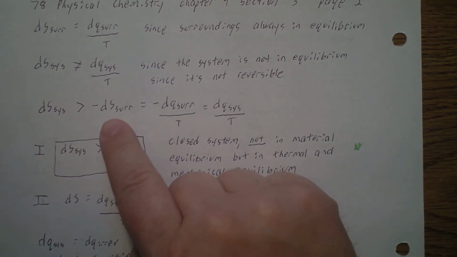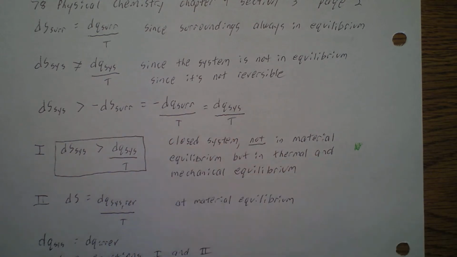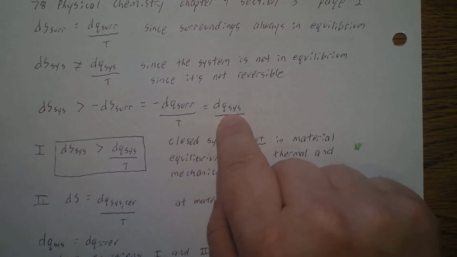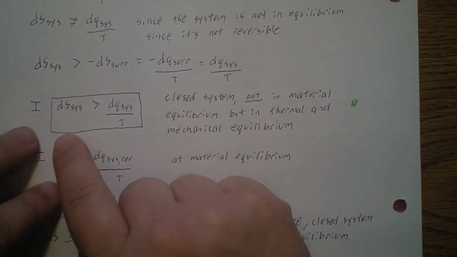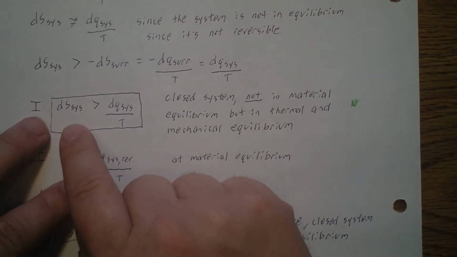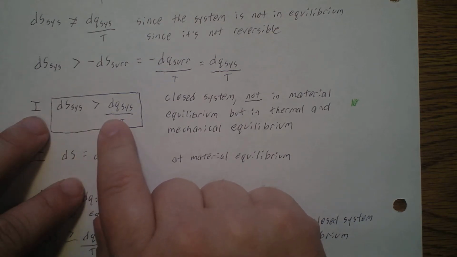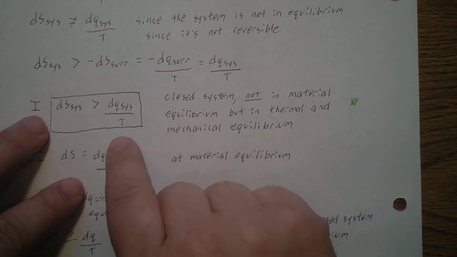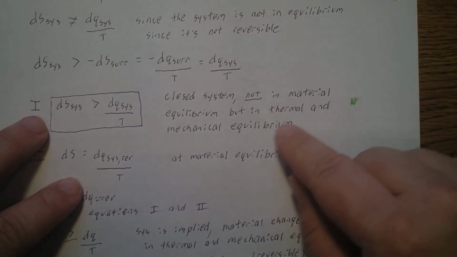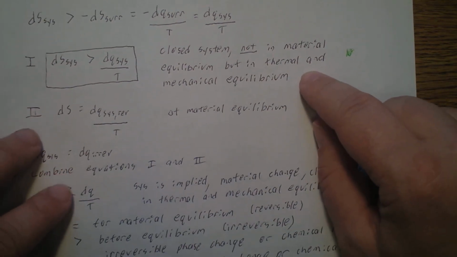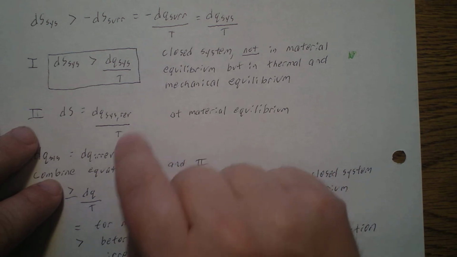But we know that the differential of the entropy of the surroundings is going to be minus the differential of the Q of the surroundings divided by temperature, which has to be equal to the differential of the Q of the system divided by temperature. So equation 1 here, we're going to refer back to, is going to be the differential of the entropy of the system is greater than the differential of the heat of the system divided by temperature. Now this is true for a closed system that's not in material equilibrium, but it is in thermal and mechanical equilibrium.